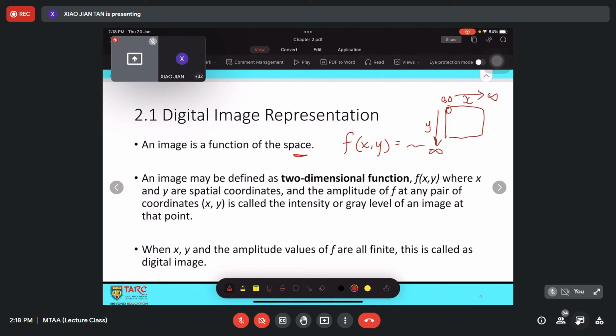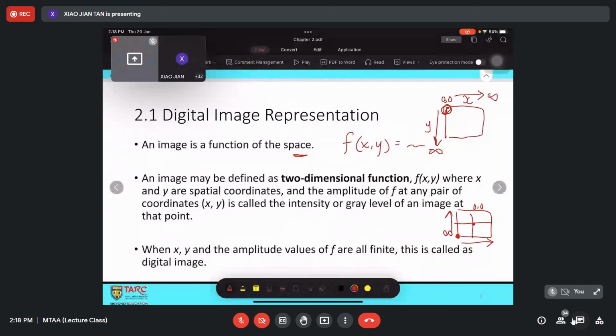Again, this origin is not a must for all different software. Some software may define this one as 0, 0, or we call it the origin. But sometimes the software would define the center point of this image as the origin 0, 0. So you have to understand the principle behind the software, how the software processes a particular image, in order to maximize the image processing experience.